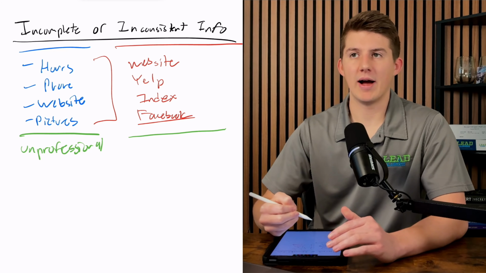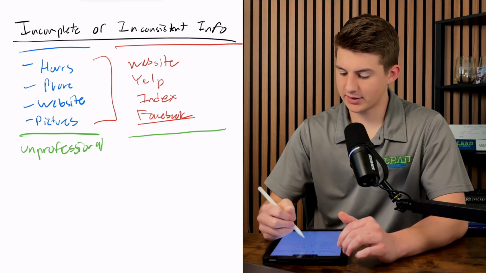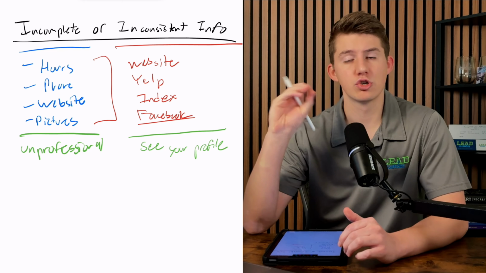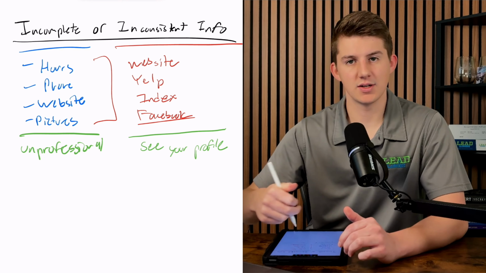It's not so much about will somebody click your profile. It's going to be, will they even see your profile in the first place? Will Google choose you to show up in that map pack? That's what inconsistent information prevents from happening.